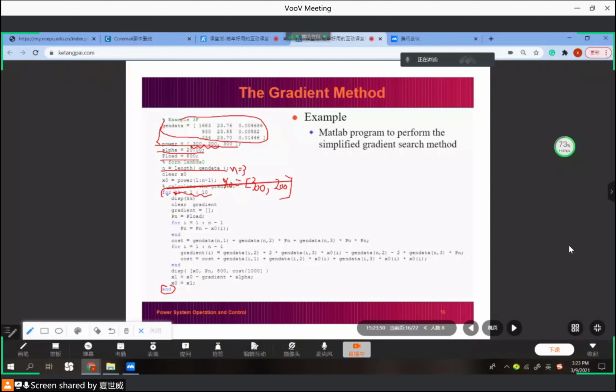Therefore, here is just a loop for the maximum iteration; the display option doesn't matter. Gradient equals 0. Pn equals Pload, which is 800. So for i from 1 to n minus 1, meaning 2, Pn equals Pload minus x0(1). When i equals 1, x0(1) is P1, so that means Pload minus P1. When i increases to 2, this will minus P2. So Pn will be P3. So this loop is just to calculate P3.